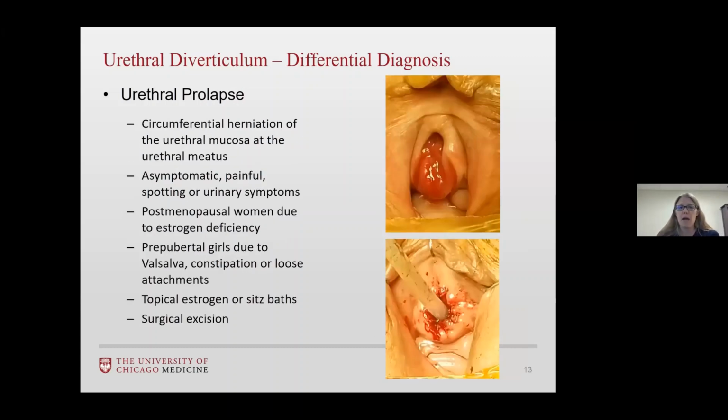Other things can be urethral prolapse, and that's a circumferential herniation of the urethral mucosa at the urethral meatus. So all of this all the way around. They can be asymptomatic or painful. They can have spotting or urinary symptoms. Generally it occurs in postmenopausal women due to estrogen deficiency, though occasionally you can see them in pre-pubertal girls due to Valsalva, constipation, or loose attachments. Again, treatment is topical estrogen or sitz bath, but often they require surgical excision. And this is one of my patients, and this is what it looked like afterwards.